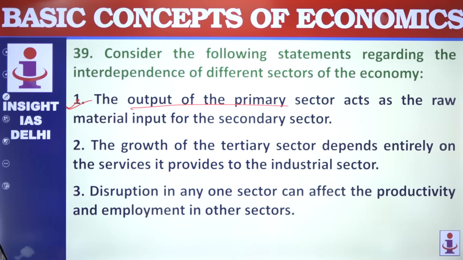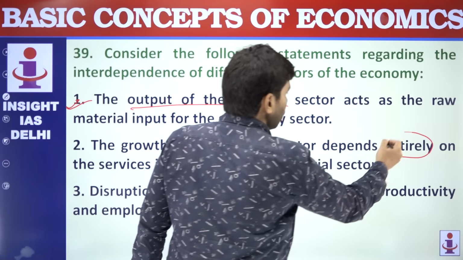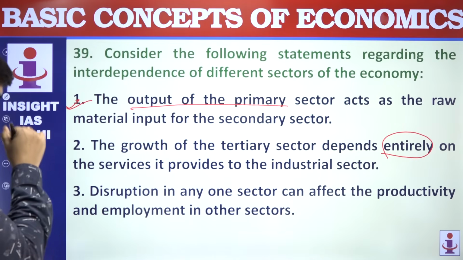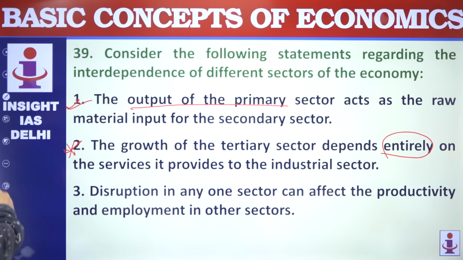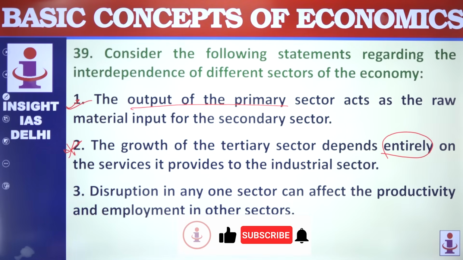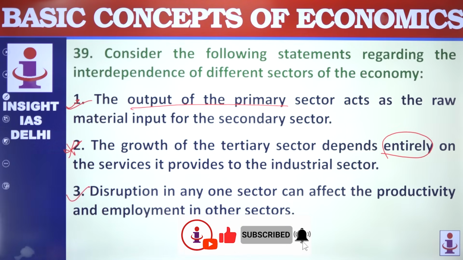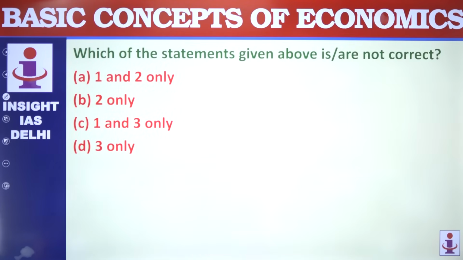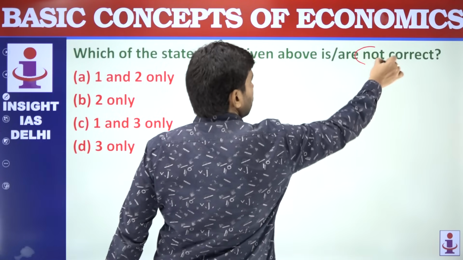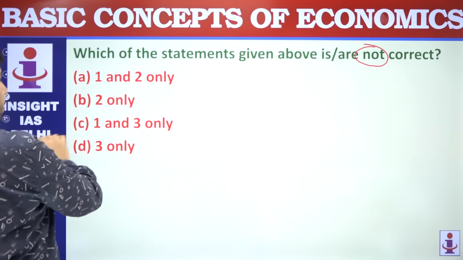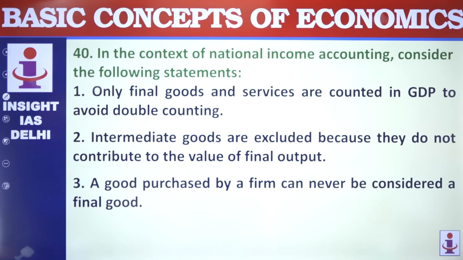The growth of the tertiary sector depends entirely on the services it provides to the industrial sector. Not necessarily. The tertiary sector can also provide services to the primary sector. Disruption in any one sector can affect the productivity in other sectors. Correct. 1 and 3. So the question is asking about what is not correct. Only 2 was not correct.